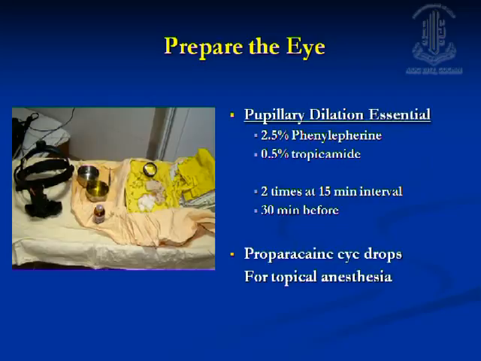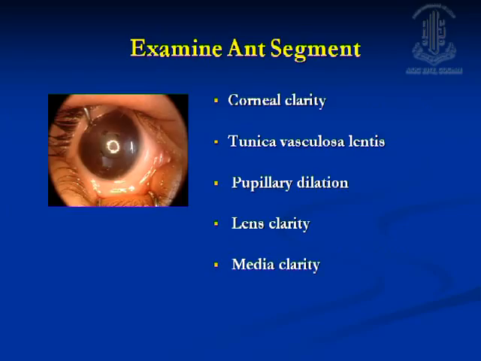Proparacaine eye drops are essential for topical anesthesia. First, you need to examine the anterior segment and look for corneal clarity. Tunica vasculosa lentis is a normal vascular finding on the pupil if you examine a child small enough. At 26 weeks, 28 weeks, 30 weeks, when you examine, tunica vasculosa lentis will be a normal finding. So don't be confused about what is present. It's a normal finding. It tends to gradually disappear as the child ages.